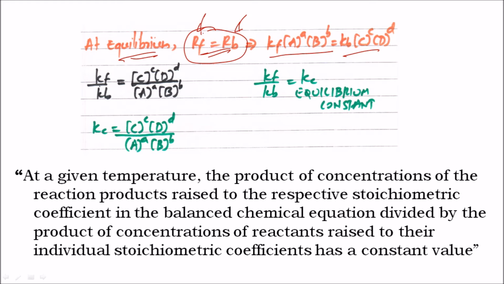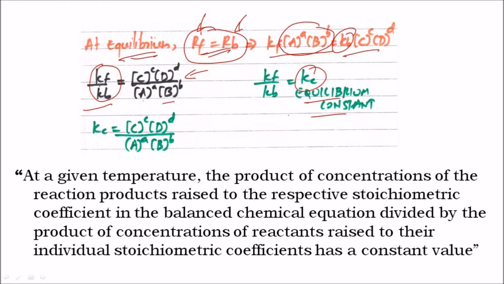Now just rearrange the terms. Take Kb to the LHS and these two terms to the RHS. Upon rearrangement, we get Kf/Kb = [C]^c [D]^d / ([A]^a [B]^b). So we got the expression for Kf/Kb, and Kf/Kb we call Kc, nothing but the equilibrium constant.